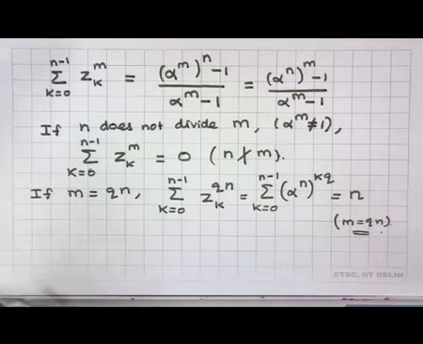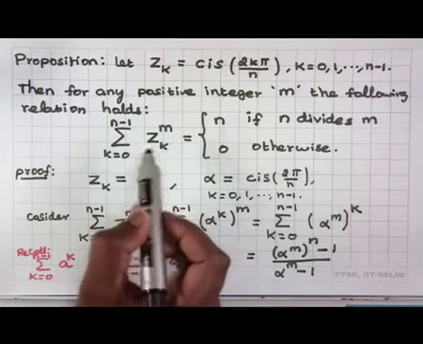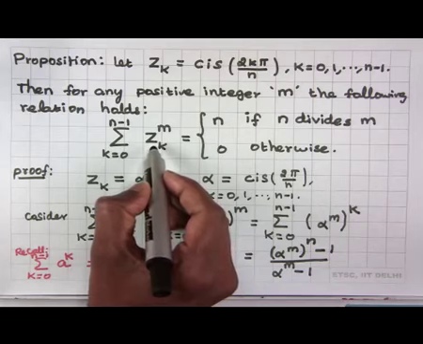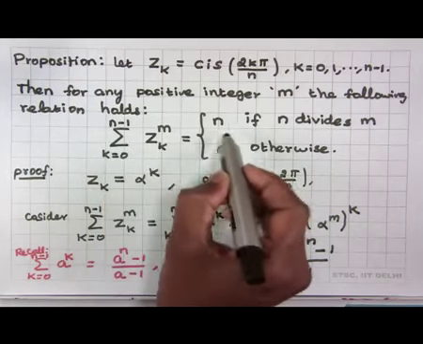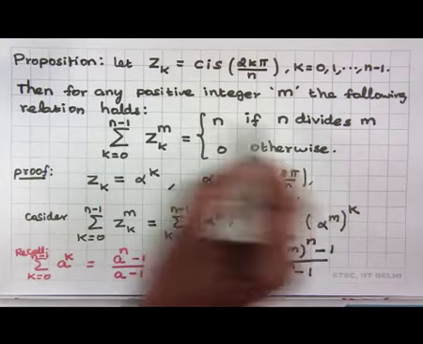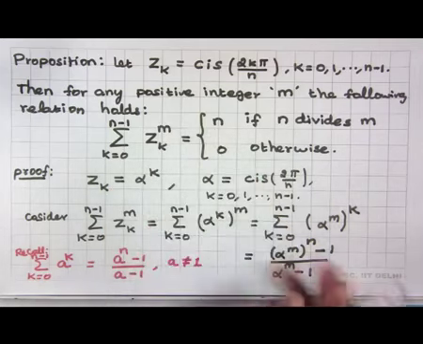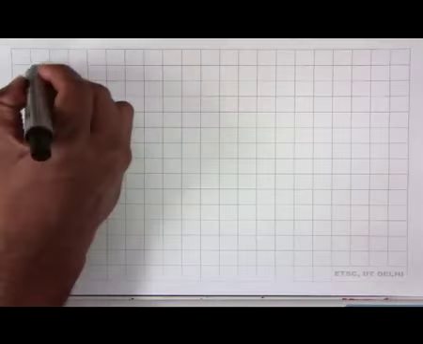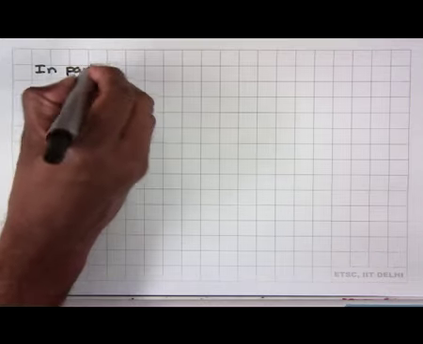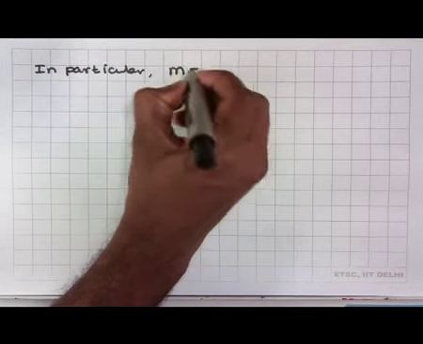So, we have proved our proposition, that is, if you consider the nth roots of unity, raise them to the power m, and sum up all the nth roots of unity, then you get the value n, provided m is a multiple of n, otherwise we get 0. Let us see a very particular case with m value as 1. In particular, consider m value as 1.